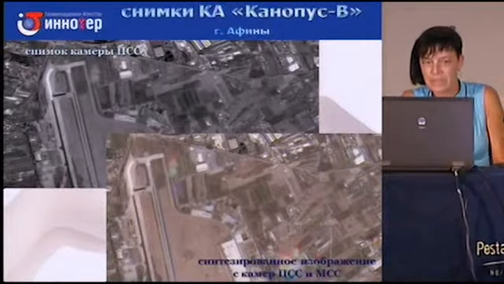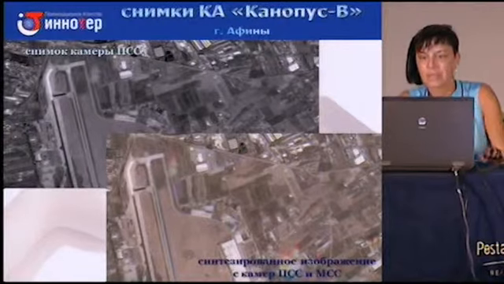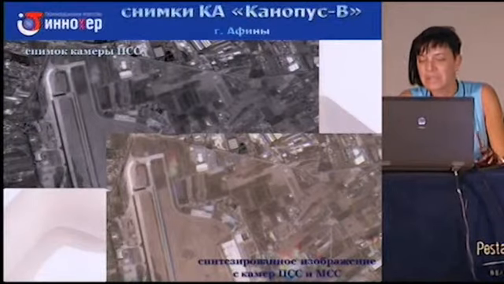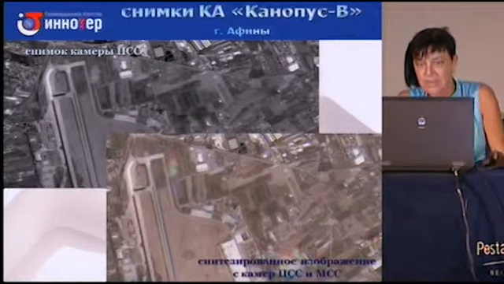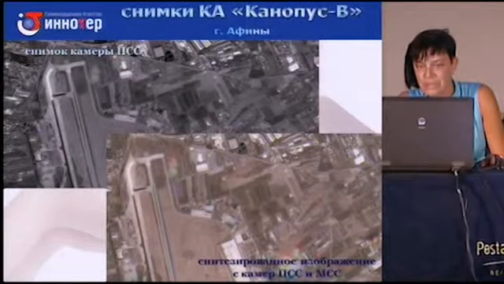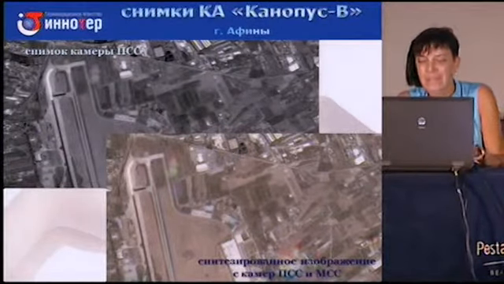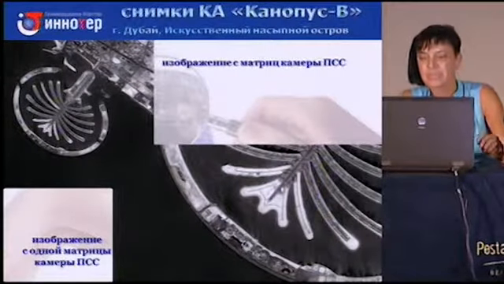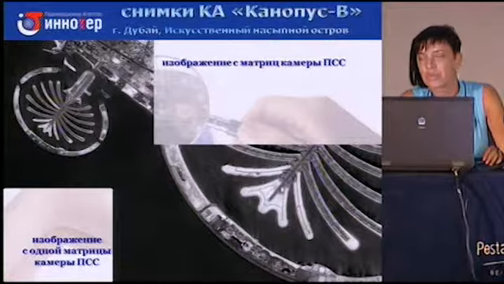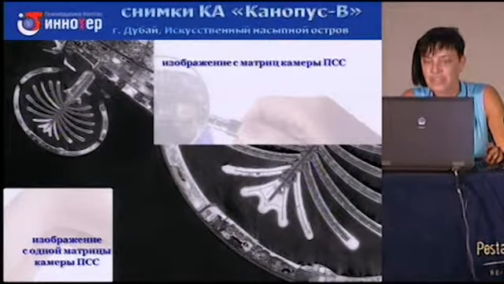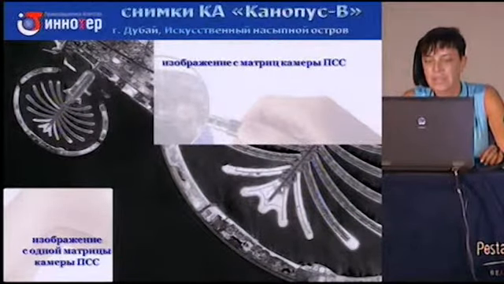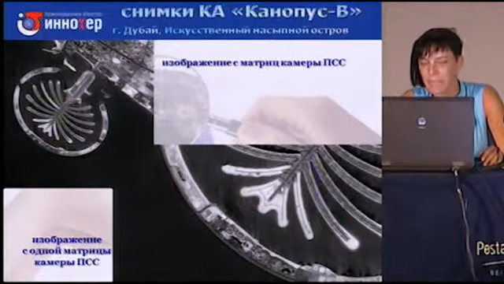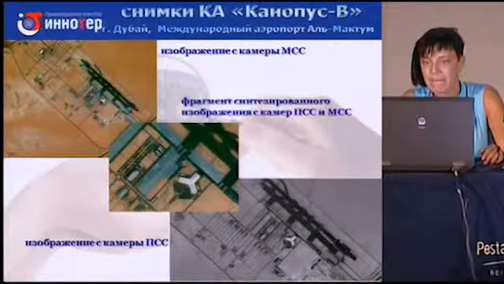So, early images from Athens, CCD camera, and a synthesized image. These images allow to interpret planes at the airfield. This is Dubai, the artificial island, a 10 by 10 kilometer image, and the image of one frame.